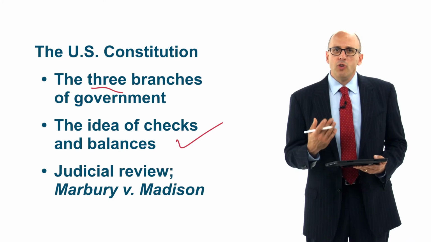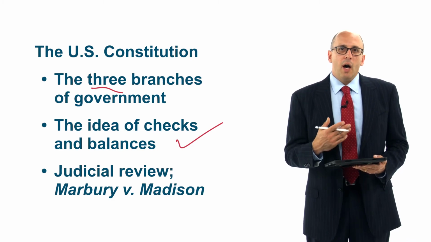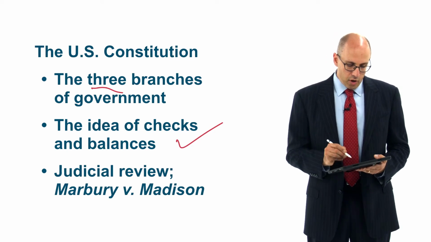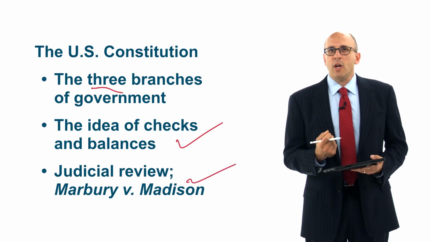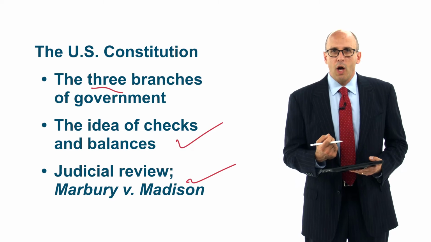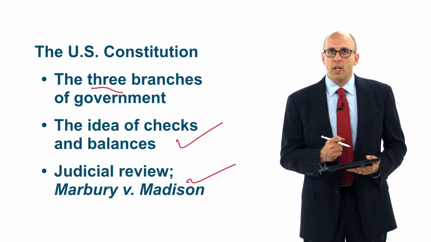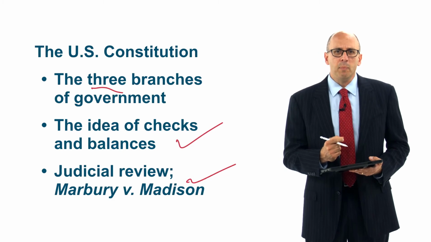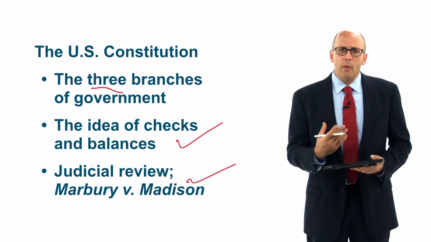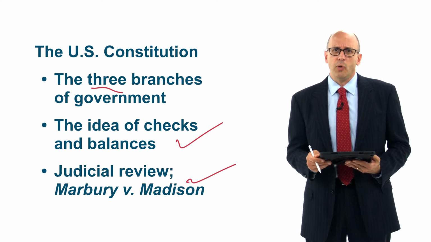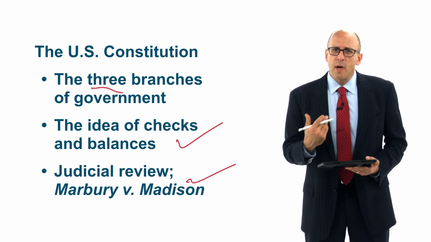And with regard to the judiciary, their check is the idea of judicial review. And this is a very important concept for law, and it was established in a very early U.S. Supreme Court case called Marbury versus Madison, where, because it's not actually in the Constitution that there is this idea of judicial review, in Marbury versus Madison, the U.S.